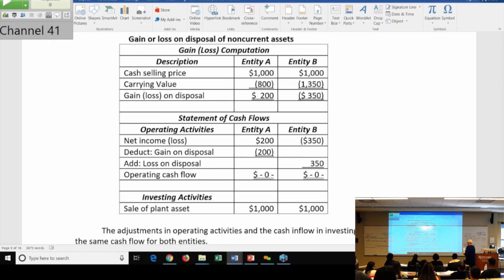To zero? No, because net income and net loss would have multiple items. That'll be your bottom line net income. And this is just for this one transaction. So I'm just isolating the transaction. So. Any other questions?